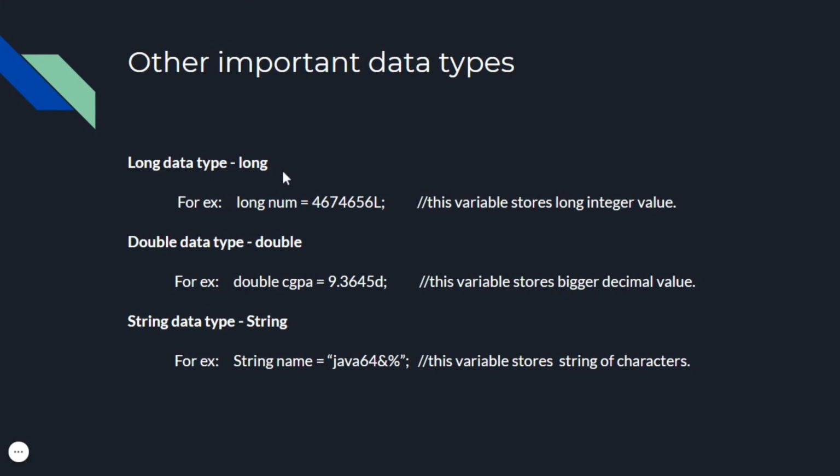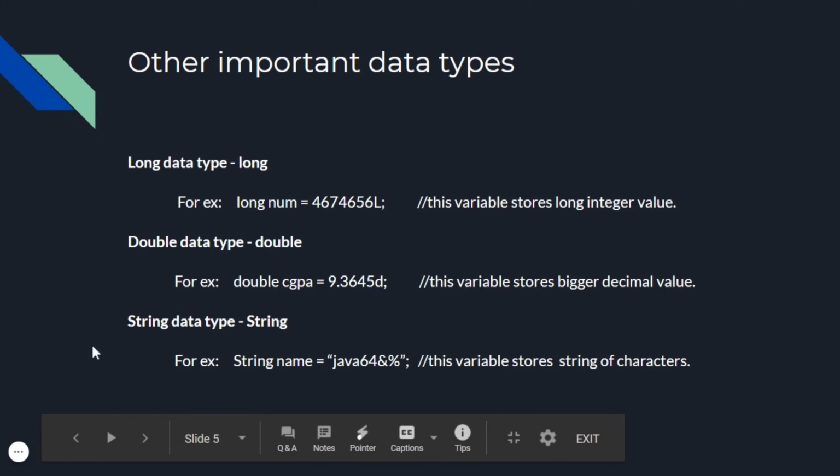And the same goes for the double data type. The variable with the double data type is going to store bigger decimal values than the variable with the float data type. So the keyword for double data type is double. For long, L is small, and for double, D is small.